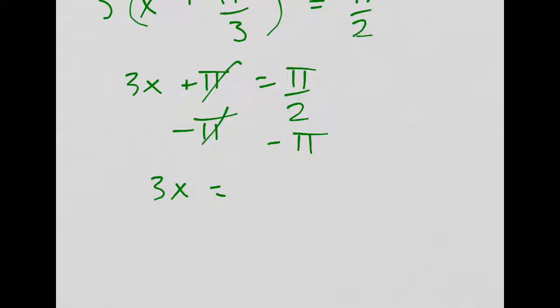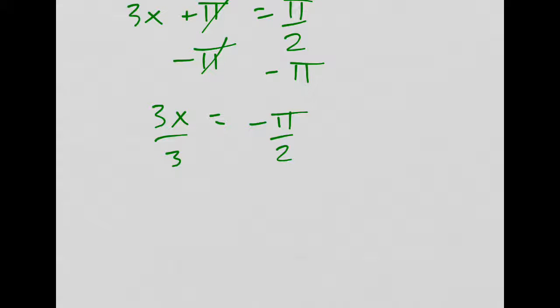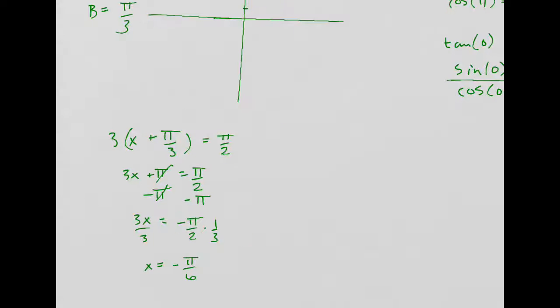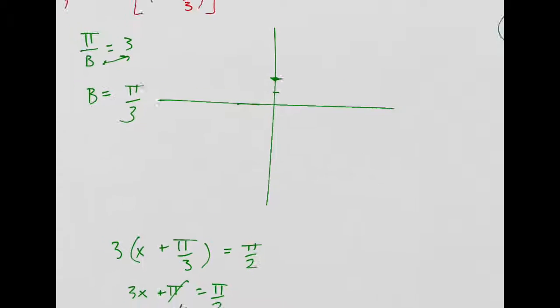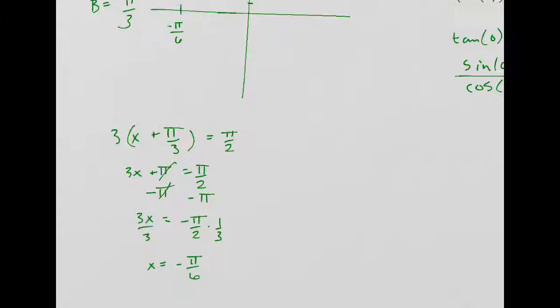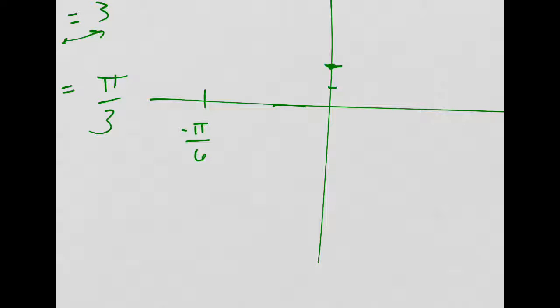3x equals negative pi over 2, divided by 3, so times 1/3. X equals negative pi over 6. So there is one of our asymptotes, x at negative pi over 6. That was pi over 3, half of that. I'm going to say this is negative pi over 6. So that's where one of the asymptotes is.